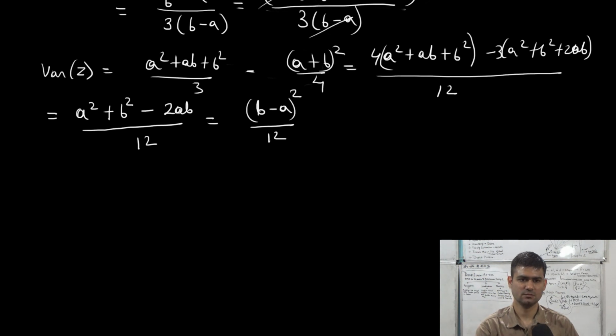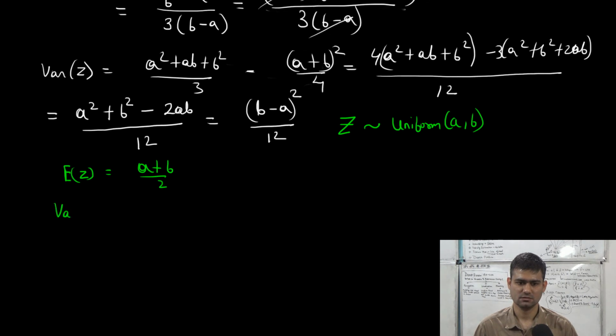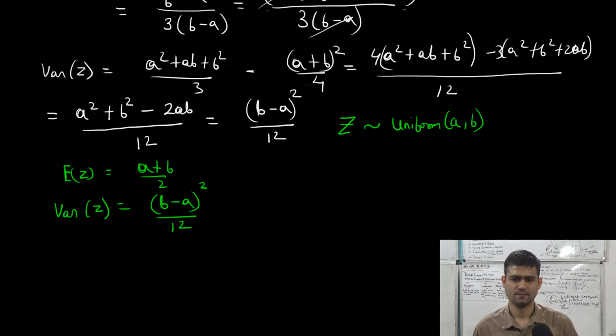So to summarize, if we have a random variable z with a uniform distribution between a and b, then its expected value is a plus b over 2, and its variance is b minus a squared over 12. So that covers our discussion of the uniform noise model in an image.